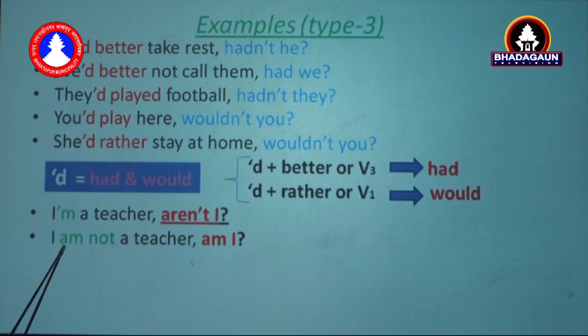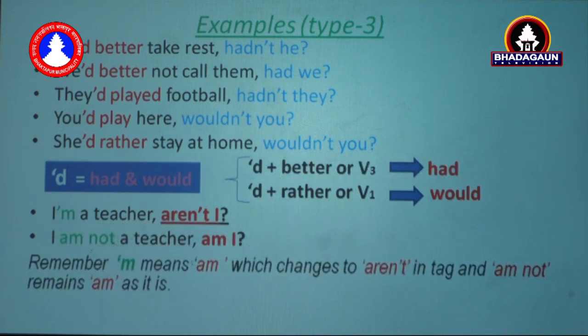But in case of negative, the same auxiliary verb remains there. For example, I am not a teacher. The auxiliary verb am remains the same. Statement negative, tag positive, am I. So as a conclusion, we can say, remember apostrophe m means am, which changes to aren't in the tag. Here is the example. And am not remains am, the same as it is. The example is here.